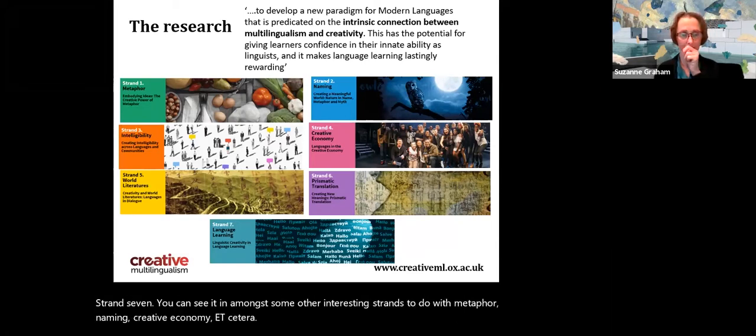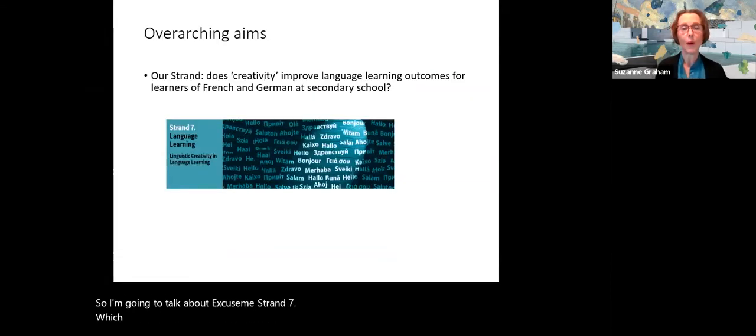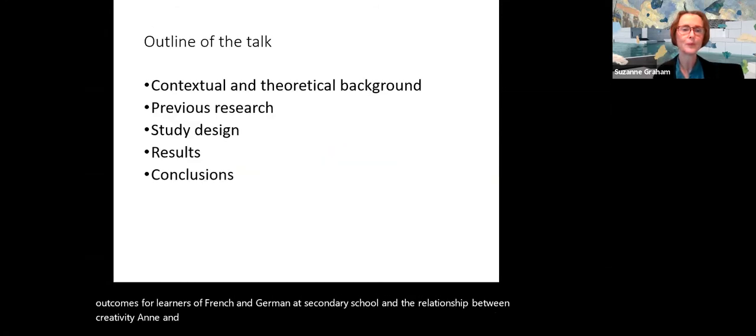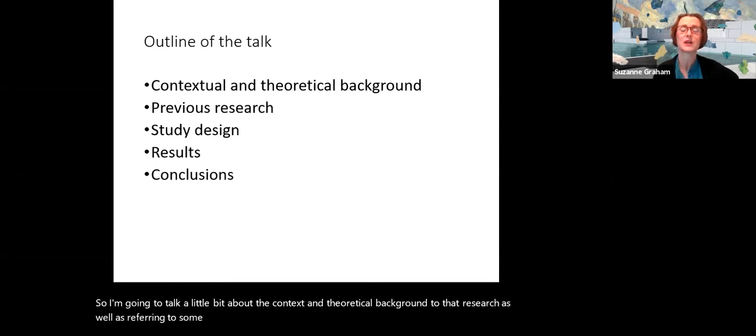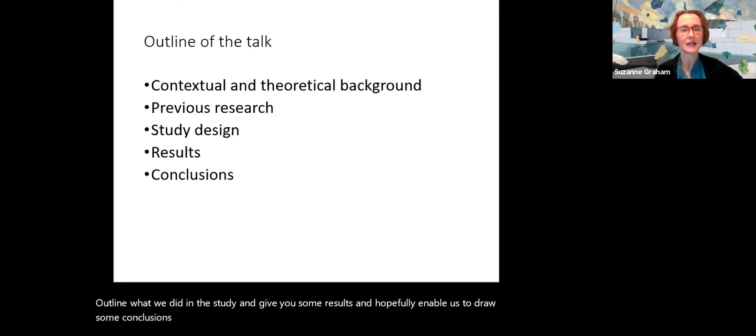So I'm going to talk about strand 7, which focused very much on whether the notion of creativity improved language learning outcomes for learners of French and German at secondary school, and the relationship between creativity and language learning. So I'm going to talk a little bit about the context and theoretical background to that research, as well as referring to some previous studies that have investigated similar issues, outline what we did in the study and give you some results and hopefully enable us to draw some conclusions from those findings.